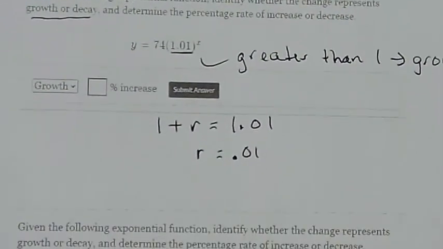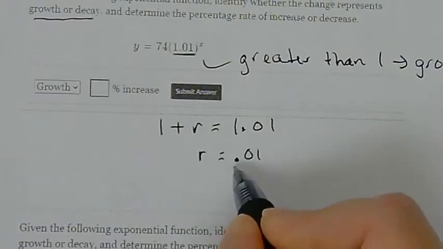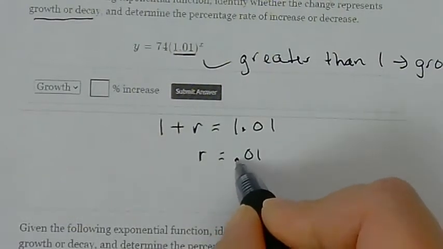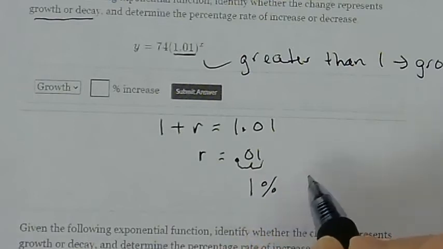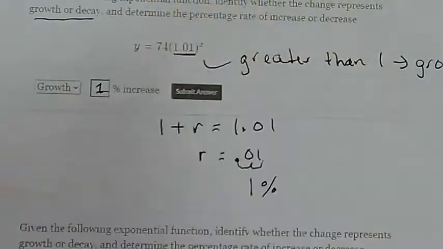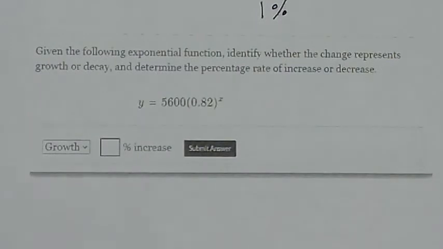And that rate is written as a decimal. So to change it back to the percent, I'm going to move the decimal 2 places. So 0.01 would mean the same thing as 1%. So on your Delta Math, we would want this one to be growth and a 1%. Let's look at the next one.